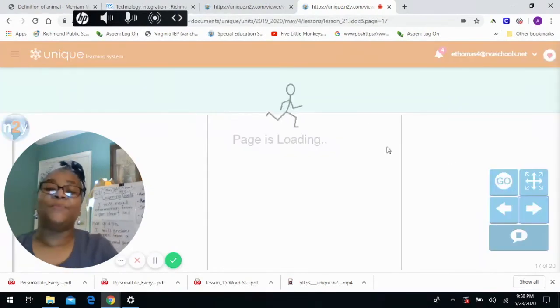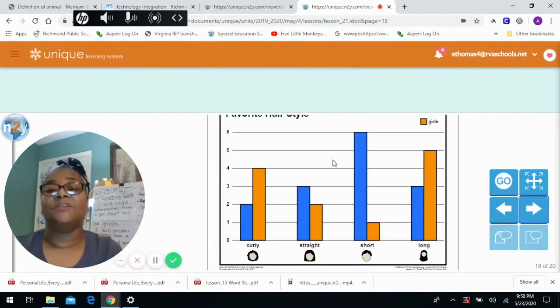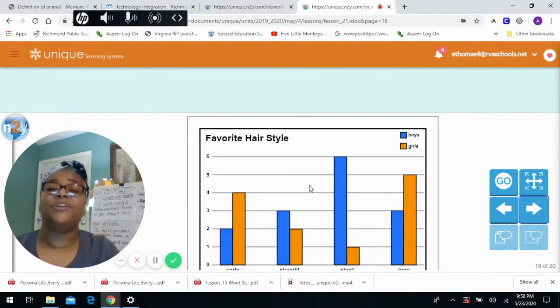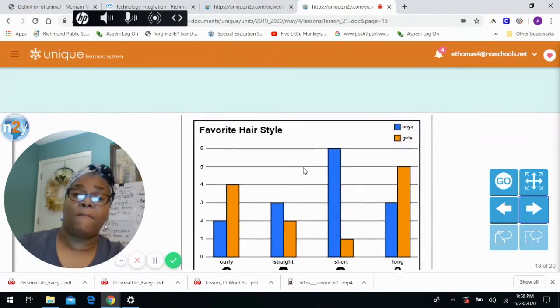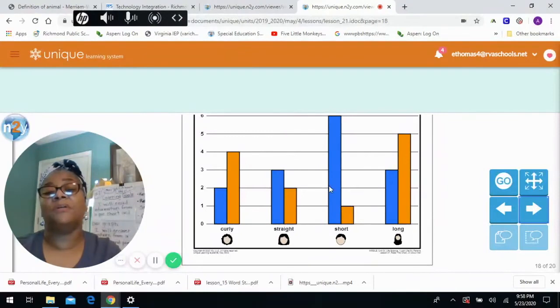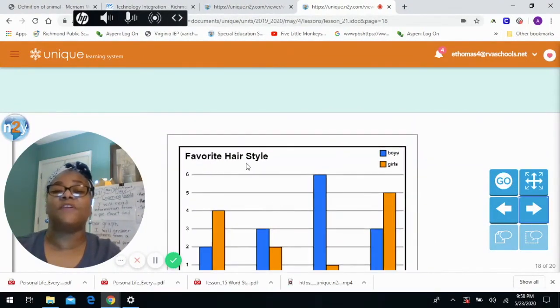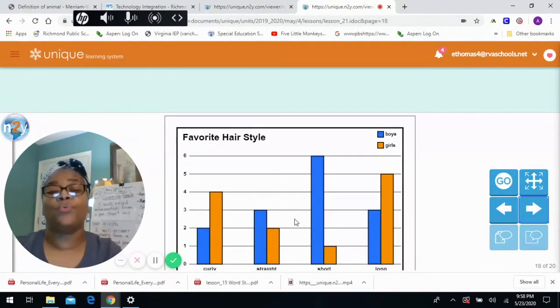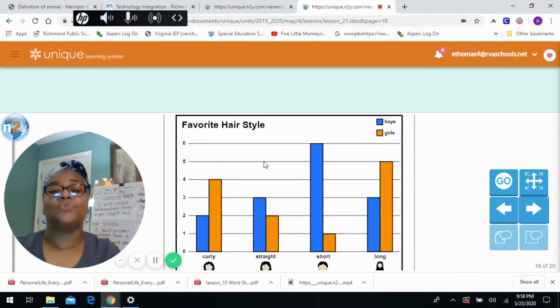So let's see. Now here's a double bar graph. And that means that you're comparing two groups together. So you have two bars. It says the favorite hairstyle. You have boys and girls. And this is what a double bar looks like. All righty. So which one has the most?